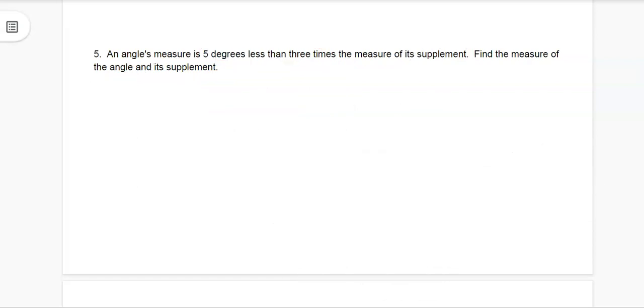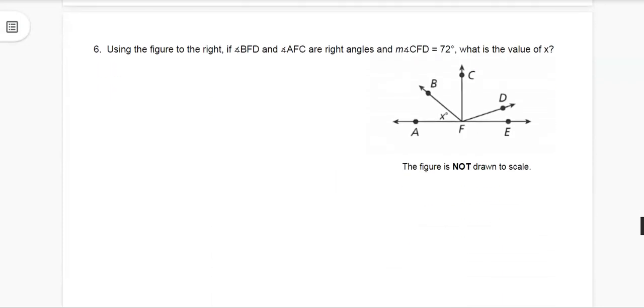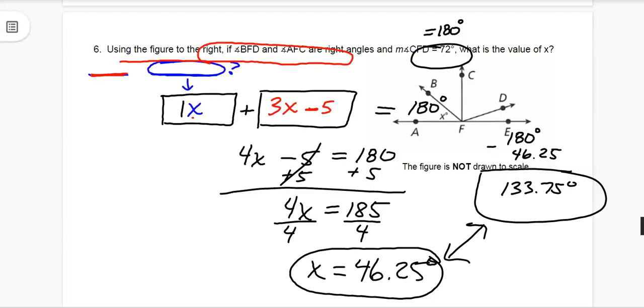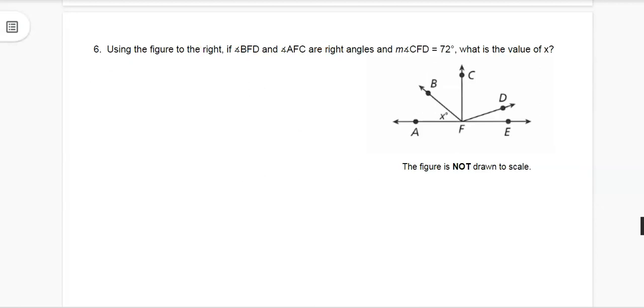Moving right along. Number 6. Using the figure to the right, if angle BFD and AFC are right angles. So what's that mean to be a right angle? A right angle means 90 degrees, perpendicular. And the measure of CFD is 72. So let me just draw that in there right now. CFD is 72 degrees. What is the value of X? Well, I'm going to put my little 90 degree marks in here.